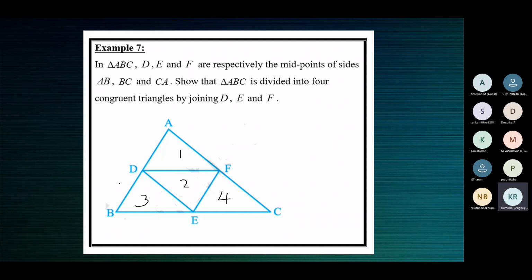For that, we'll prove that this one is a parallelogram, by the midpoint theorem. How will we prove that by the midpoint theorem? Because D is the midpoint of AB, F is the midpoint of AC. So by the midpoint theorem, DF is parallel to BC.